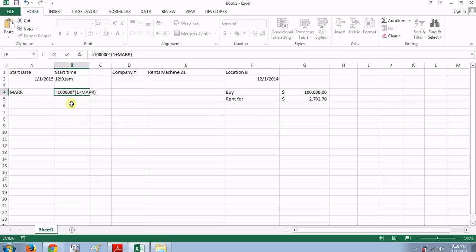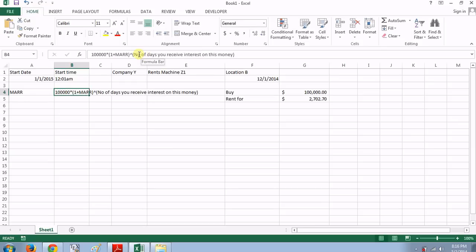I'm just going to write MAR here, and that should give me an error, so I'm not going to press enter. Okay, let me remove the equal to sign. That should make my life easier. MAR raised to the power, what should I write? Number of days you receive interest on this money. So that's the idea here. You have to figure this out.